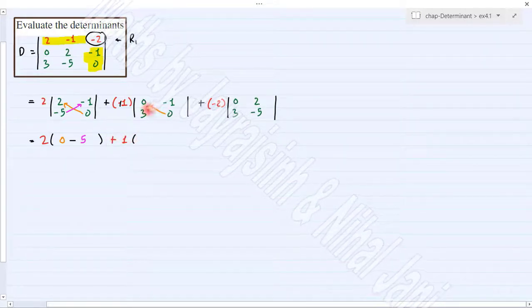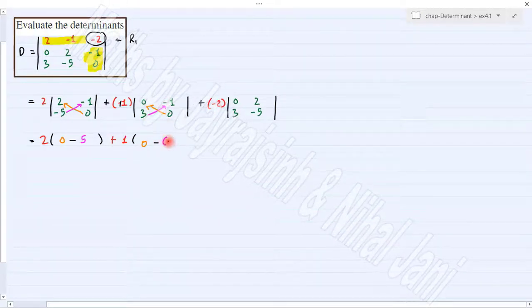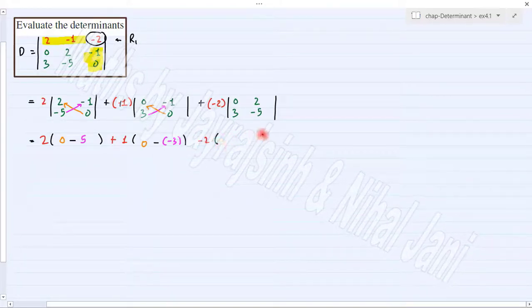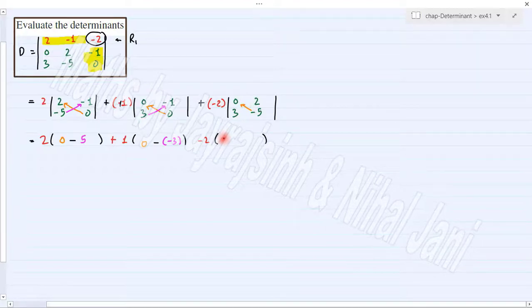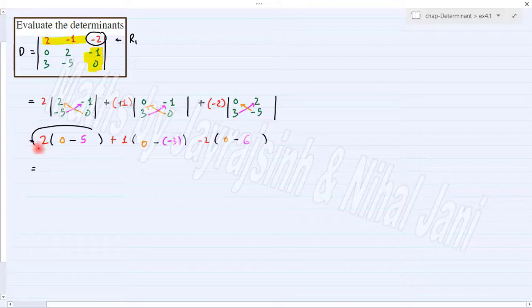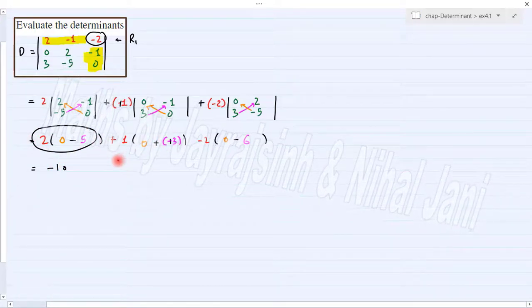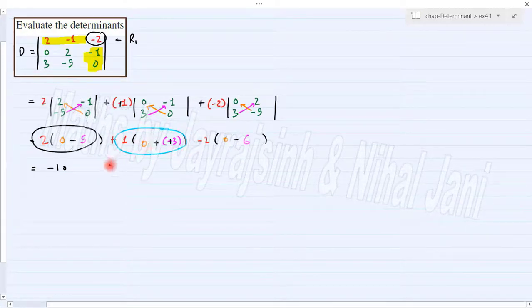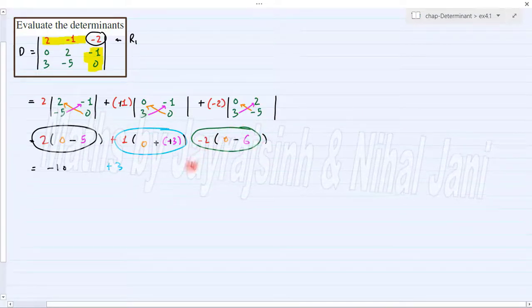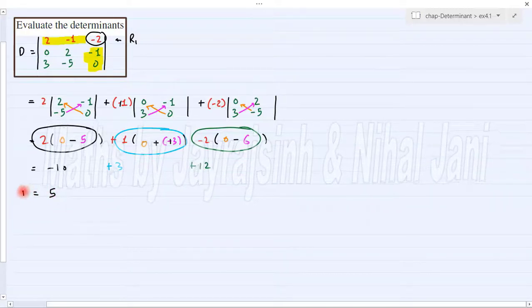Then 0 zeros are 0, minus 3 minus 1s are minus 3. And here we'll get minus 2 into minus 5 into 0 will give us 0, minus 3 2s are 6. So your first term will be minus 10. In the second term, minus becomes plus, so we will get plus 3. And finally, minus 2 and minus 6 will give us plus 12. So here we'll get 5 as your answer.